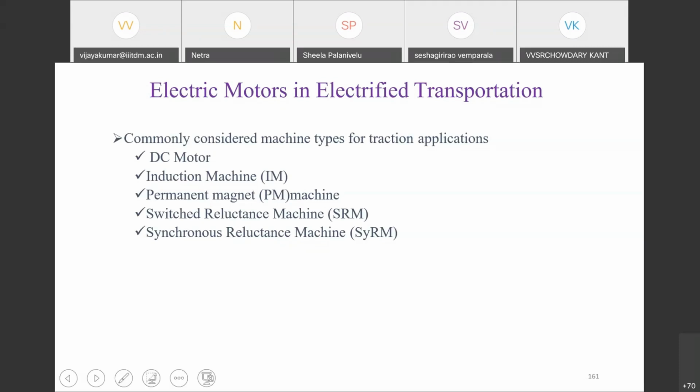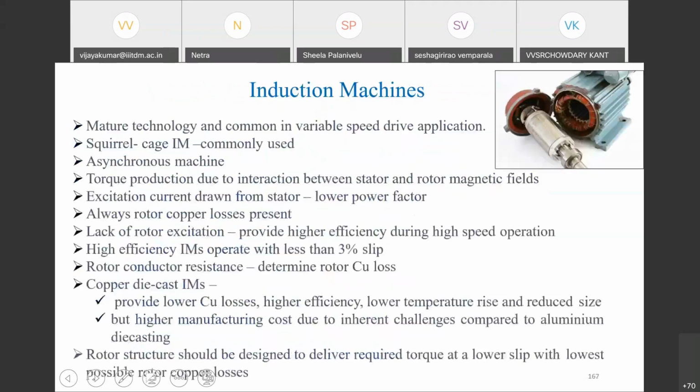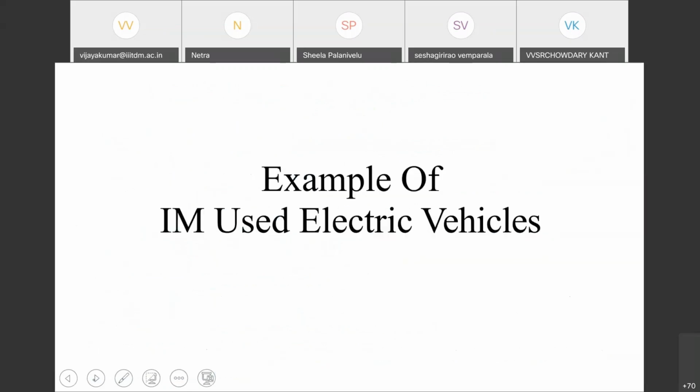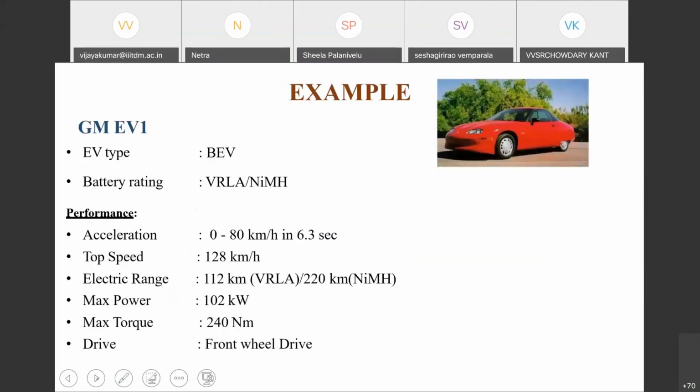So here there are different motors you can use for electric vehicles: DC motor, induction motor, permanent magnet motors, switched reluctance machines, and synchronous reluctance machines. As an electrical engineer, you know the advantages and disadvantages of DC motors, induction motors, and synchronous motors. So these are some examples.